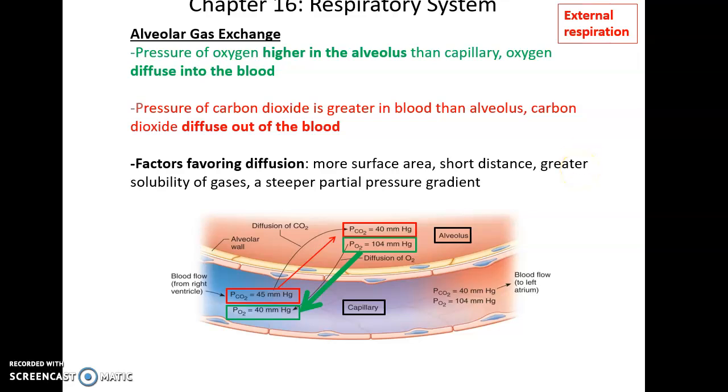And there are various factors that are favoring this diffusion. There is huge surface area inside the lungs between the capillaries and the alveoli, very thin, very short distance. These gases are very soluble, so they can move in fluids as well as in air. And of course, the steeper the gradient, the steeper the difference between concentrations, the quicker it will occur. So oxygen moves more efficiently, more rapidly than carbon dioxide does, because it has a steeper gradient. 104 to 40 is much, much greater than 45 to 40.